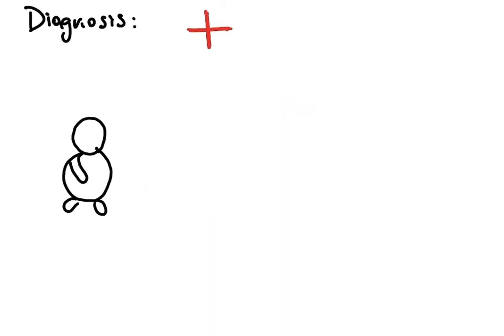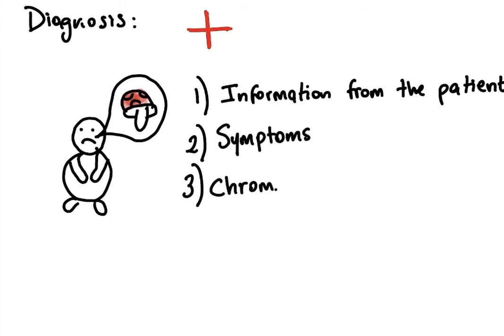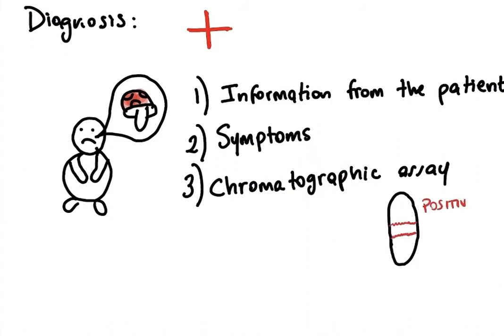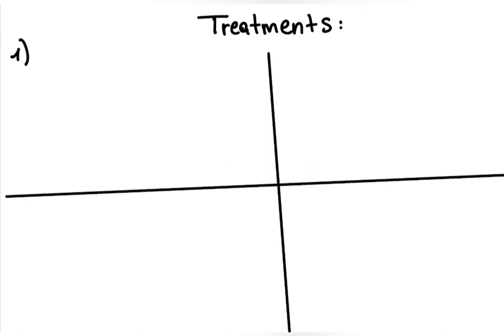Often when patients with Amanita poisoning symptoms show up to the ER, they or their acquaintances will inform the doctor that they have ingested some type of mushroom. Based on this information, along with the symptoms, the doctor will order several tests to be done, such as a chromatographic assay. Treatment of Amanita poisoning starts with providing standard support.